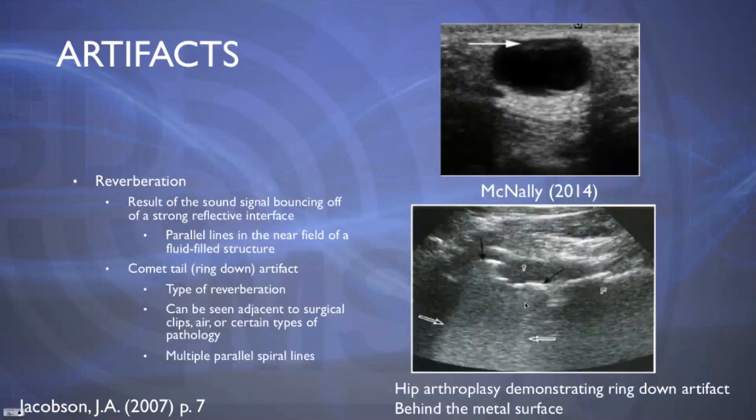Reverberation, this is where the sound signal is bouncing off of a strong reflective interface, and it's seen as parallel lines in the near field of that fluid-filled structure. We can also get comet tail, which is ring down artifact, which is another type of reverberation that we can see sometimes adjacent to surgical clips, air, or certain types of pathology. And we see this as multiple parallel spiral lines. The uppermost image here is showing just your classic reverberation in that ganglion cyst in the foot. And then the bottom image here is showing a patient with a hip replacement that's demonstrating ring down artifact behind the metal surface.